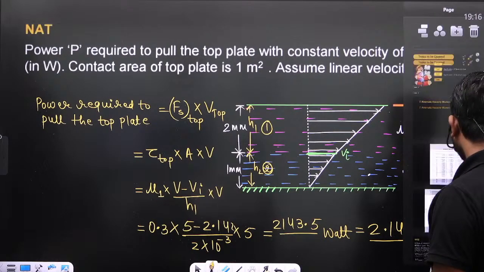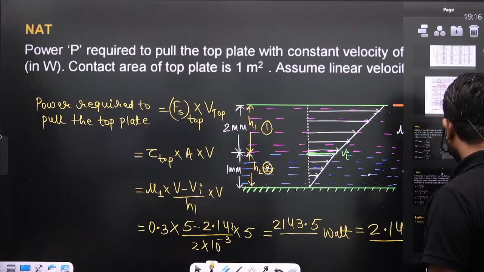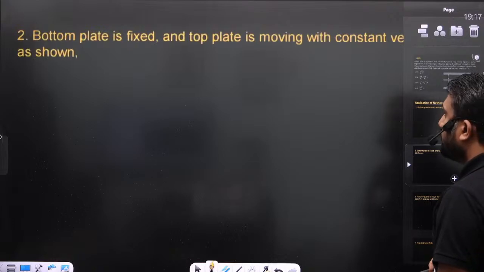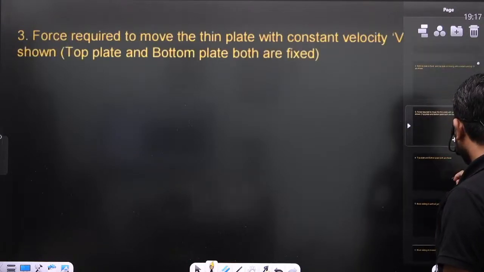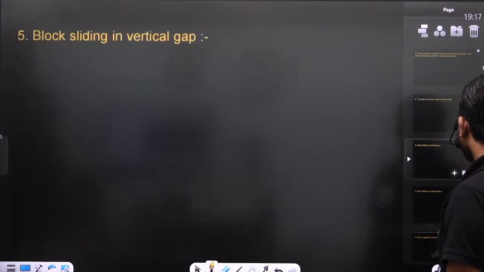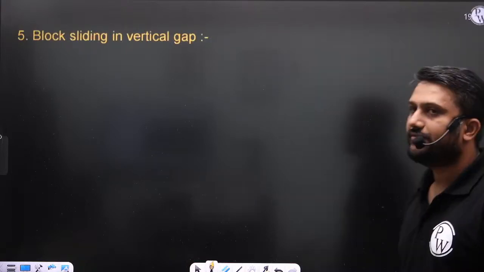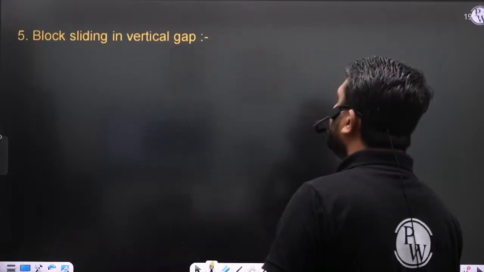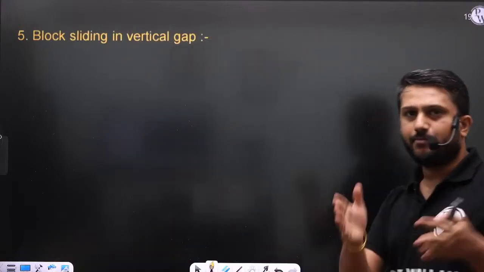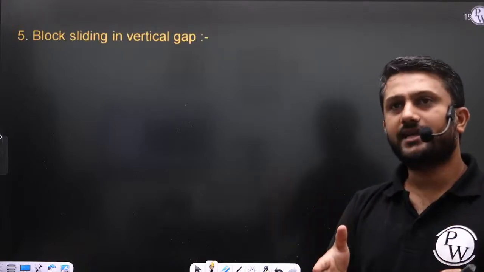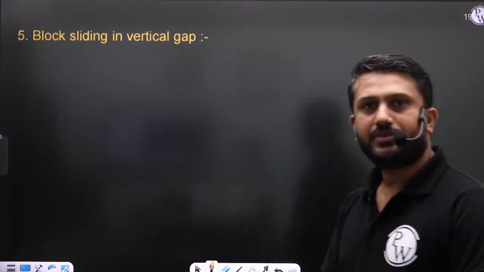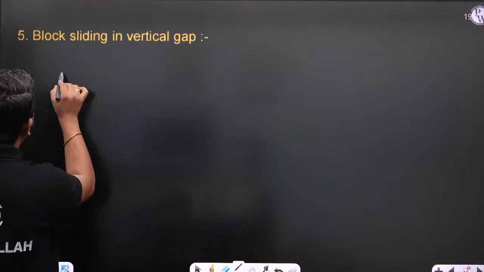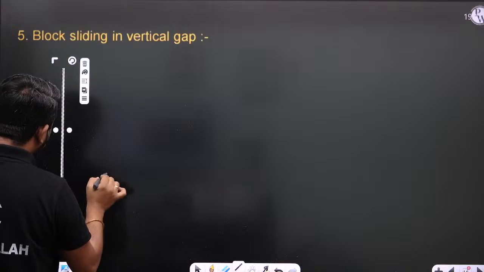Fine. Now come to the next case. I think we discussed case number 1, case number 2, case number 3, case number 4. Now come to case number 5. So what is case number 5? In case number 5, there is a block, and that block is sliding in a vertical gap. So let us consider a vertical gap. Beta, so this is the vertical gap.